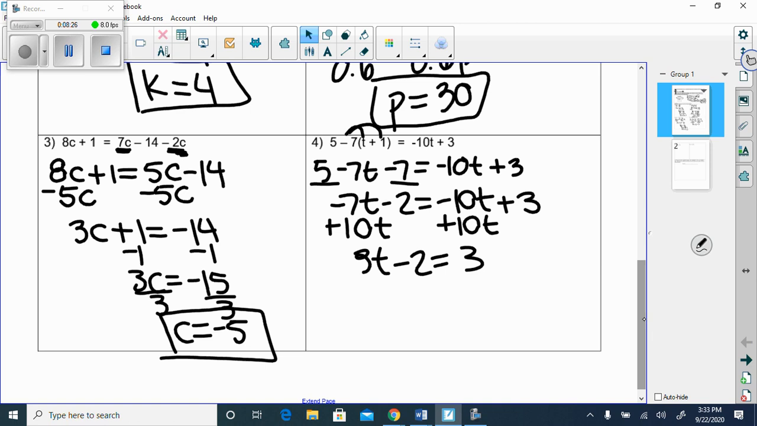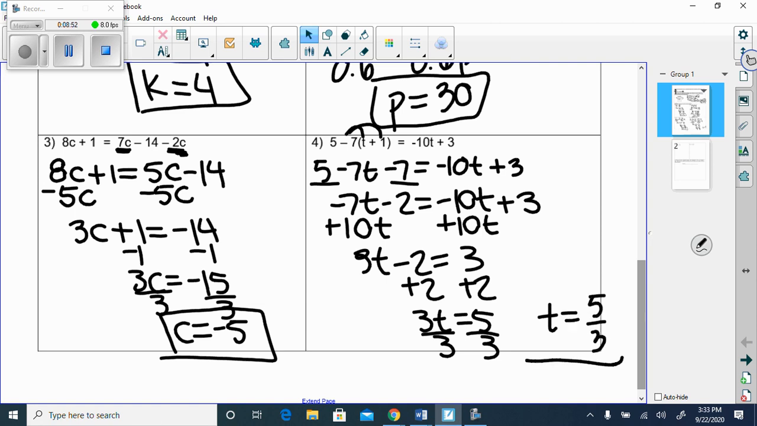Then what do I want to do? Good. So I end up with 3t equals 5, good. And then my last step would be to divide by 3. Yes, because we don't want to leave it as a decimal. We will have that our answer is just 5 over 3. Good job.